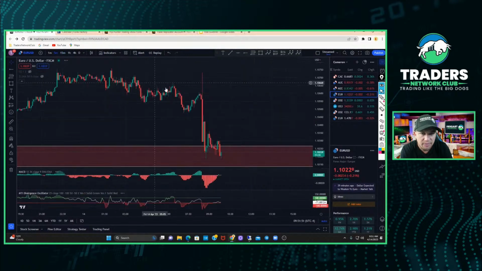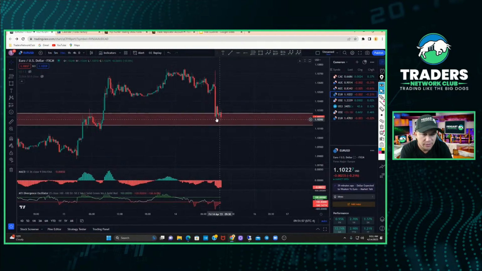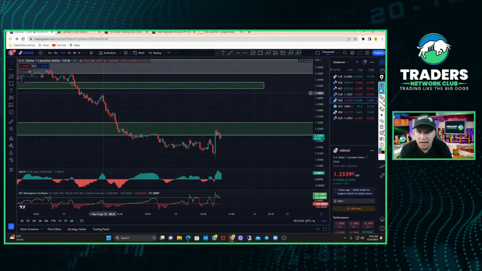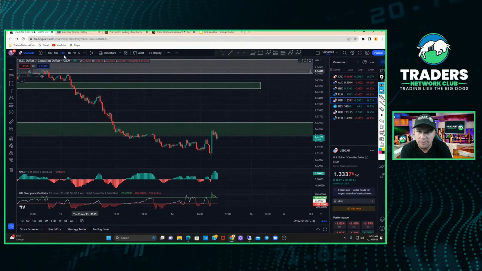If I take a look at the 5-minute time frame, same thing, very choppy. So let's go back here, and let's take a look at the US dollar CAD. I want to see how the dollar's playing out against the Canadian pair here.